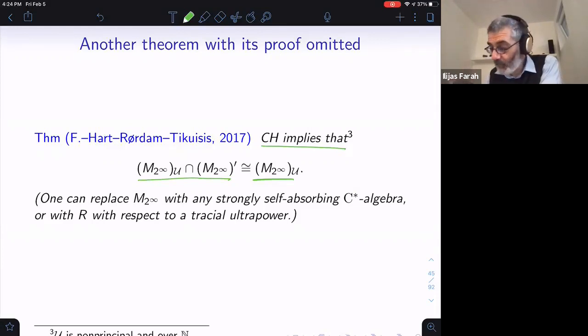Now, if you've been listening to all this, you can guess what is really going on. I'll just write A for the CAR algebra. This is really an elementary submodel. And they are both countably saturated. So CH implies that they're isomorphic. And you even have this nice back and forth system.